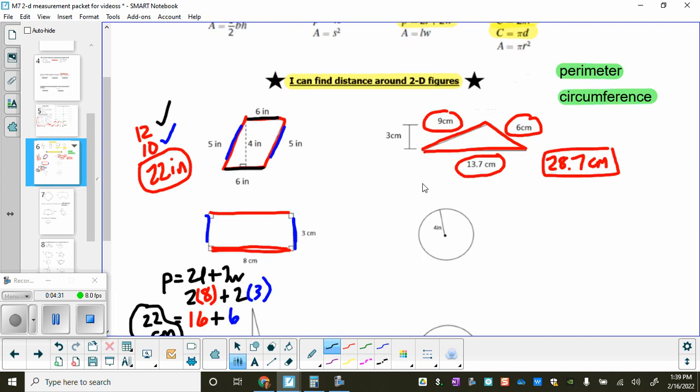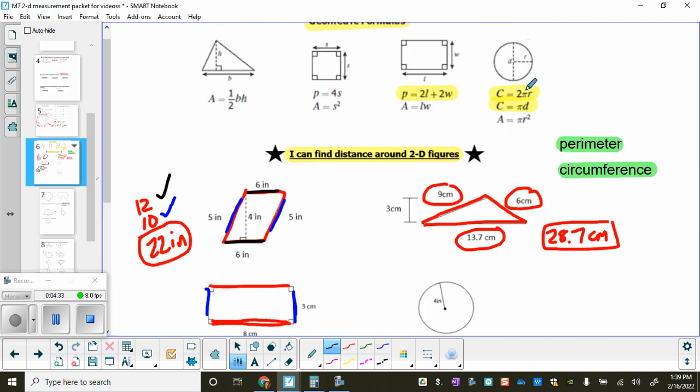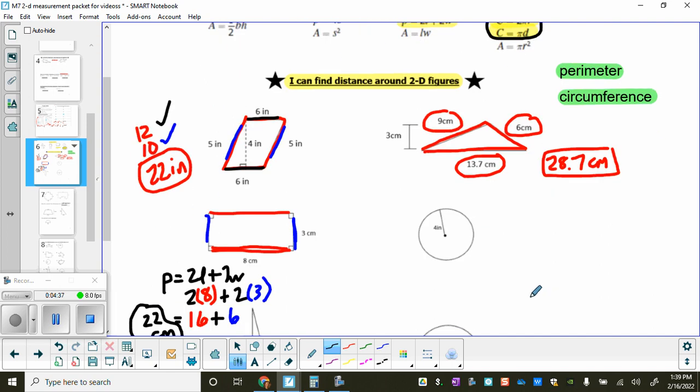Now the circles right here, let's review why we see 2 formulas. And let's review the words diameter and radius. So in this, I'm actually given a radius, okay? The radius is half the diameter. So the radius in this case is a 4.